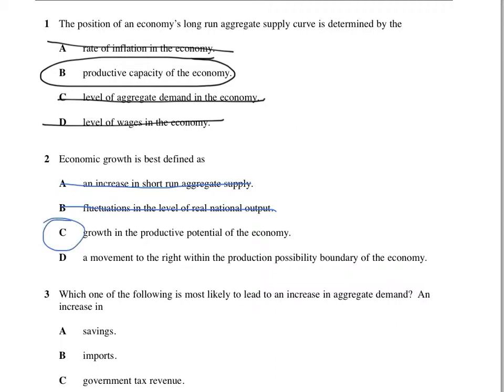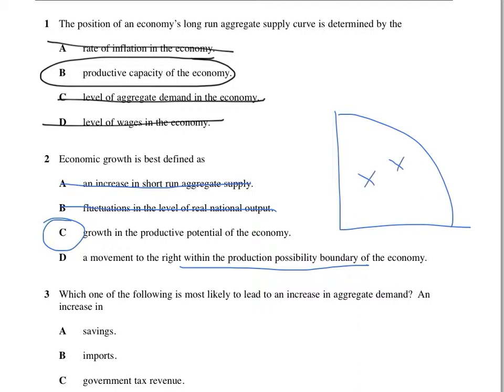Then D, a movement to the right within the productive possibility boundary, that's wrong, because that would be a thing where it goes from here to here. For that to happen, that means AD's gone up. For it to be proper economic growth, it has to be an increase in the AS line like that. Okay, or the productive capacity line. So that's wrong as well, so the answer is C.